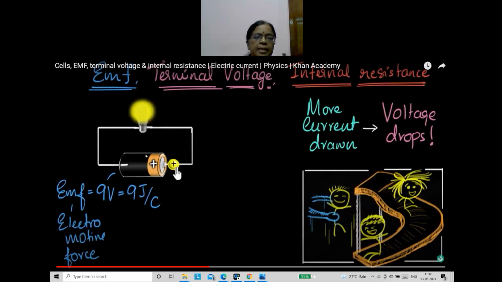So see, children, when more current is drawn from it, the terminal voltage decreases because more heating effect is produced. Energy is dissipated, wasted as heat energy. So there is a relation connecting EMF E and voltage V.